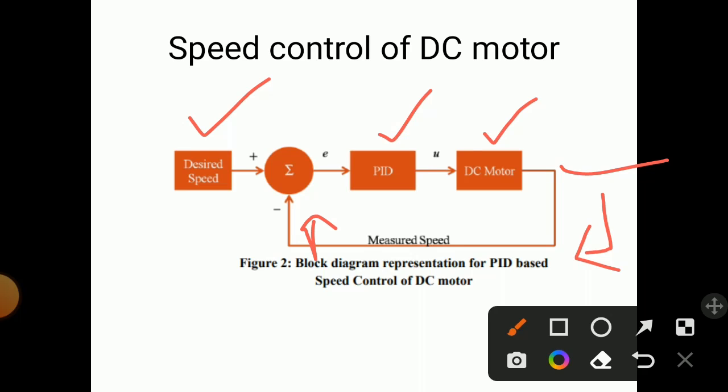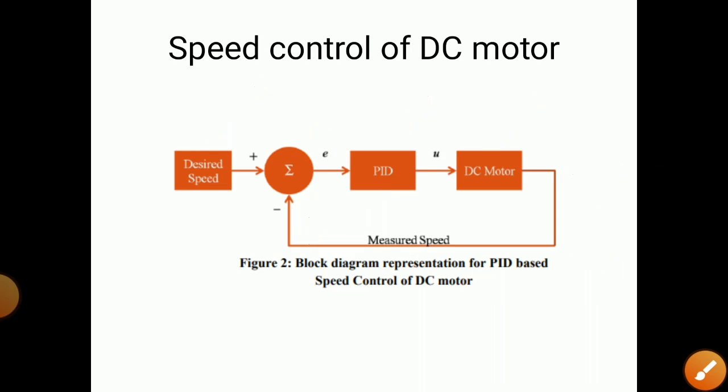Now in this summing point block, the desired speed and measured speed are compared and an error is generated. This error is the input to the PID controller, and the PID controller then sends a control action to the DC motor. According to this, the DC motor either increases its speed or decreases its speed. So like this the PID controller works.